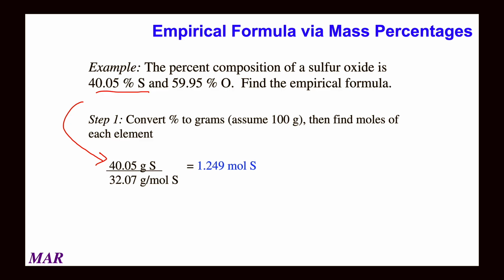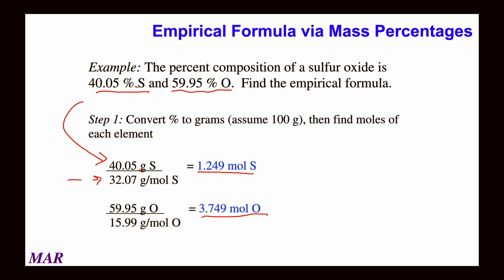So here's the percent of sulfur. Assume 100 grams, 40.05 grams. And once you do that, you can use the molar mass, which again comes from the periodic table. So sulfur, 32.07 grams per mole. You can turn those grams of sulfur into moles of sulfur. So percentages to grams, grams to moles. And we're going to do the same thing now for the oxygen. So 59.95% oxygen becomes 59.95 grams of oxygen. And we can divide that by the molar mass of oxygen and get 3.749 moles of oxygen. So now we've got the moles of sulfur and the moles of oxygen.